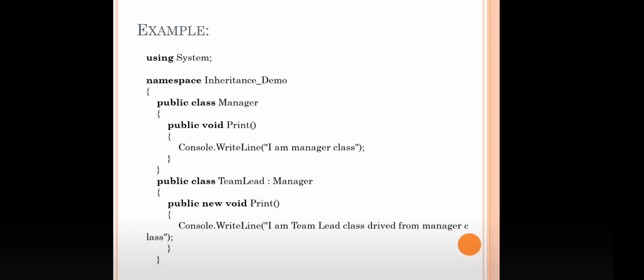Here the parent class is Manager. Manager contains a method named print, the return type is void, and here I am printing that I am the manager class. After that we create TeamLead colon Manager, meaning the TeamLead class is the child class and Manager is its parent. So first we write public, then class, then the child class, then colon, then the parent class. Then public void, new void print. And then the TeamLead class provides the manager class.